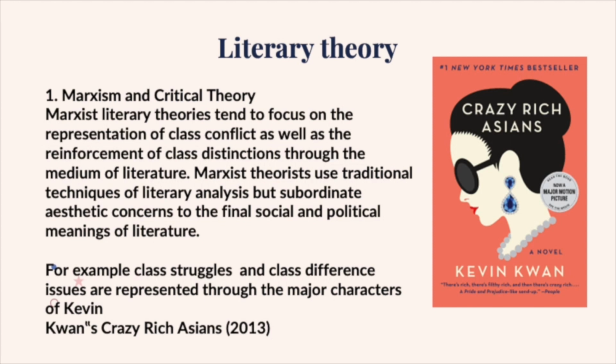The first, Marxism and critical theory. Marxist literary theories tend to focus on the representation of class conflict as well as the reinforcement of class distinction through the medium of literature. Marxist theories use traditional techniques of literary analysis but subordinate aesthetic concerns to the final social and political meaning of literature. For example, class struggle and class difference issues are represented through the major characters in Kevin Kwan's Crazy Rich Asians.